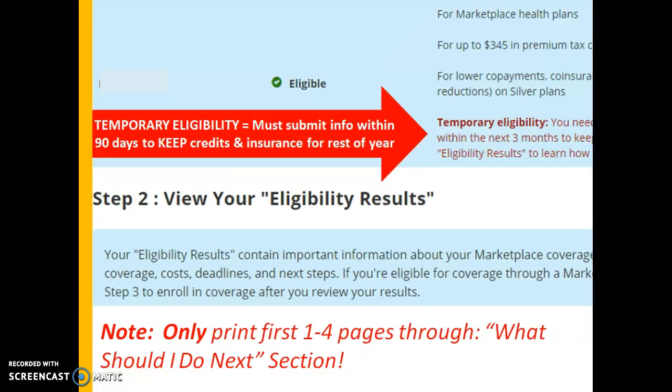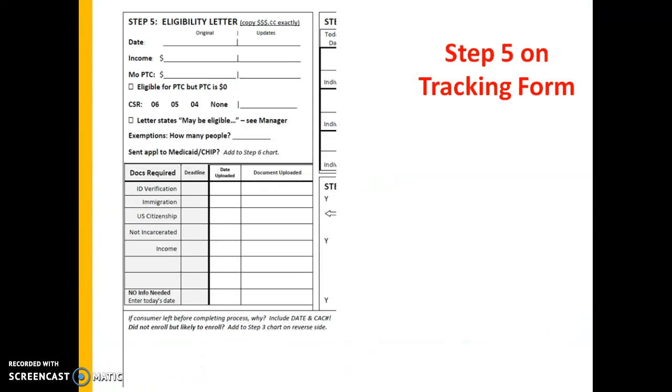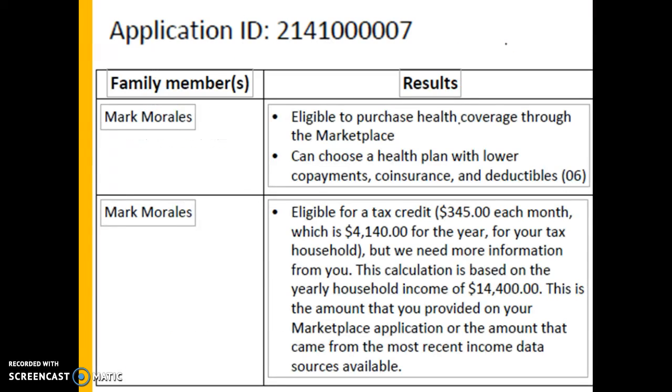And what that proof is, you'll figure out in their eligibility letter. So underneath that, there is an option to open the letter, which you would want to go ahead and do. And you would want to print for the consumer the pages through the what should I do next step, because that's what's going to tell them what proof they need to submit. And this is where step 5 on the tracking form is going to be so important.